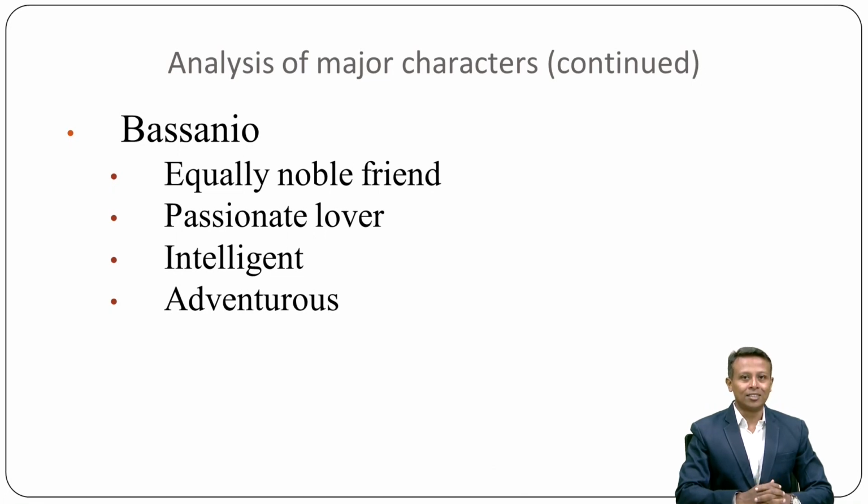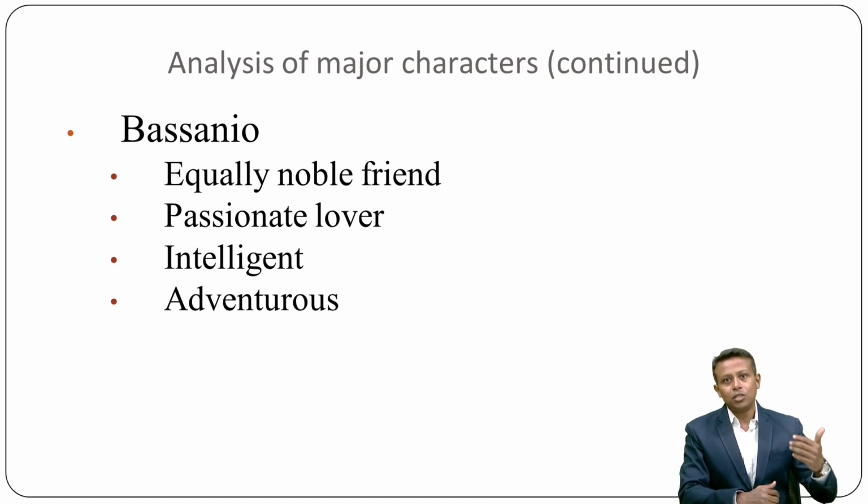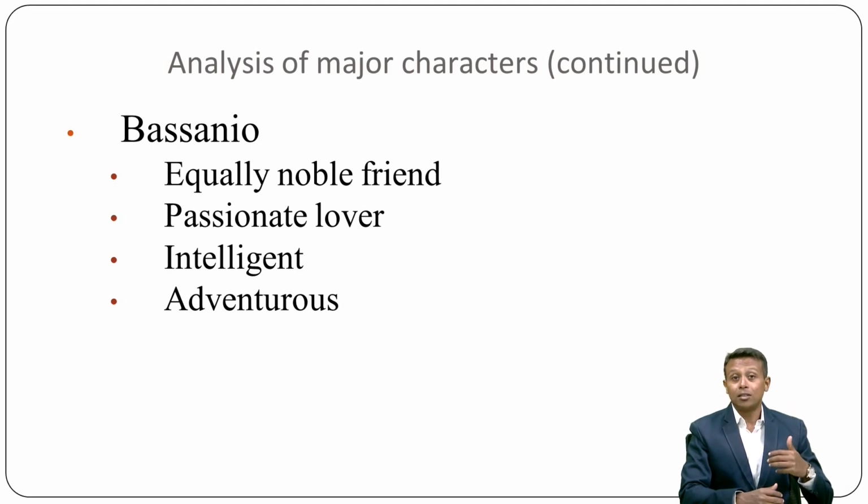He is willing to do anything to marry Portia, and he is genuinely in love. He's not someone who is after the beauty of Portia or after the wealth of Portia. His actions seem to suggest that he was a true lover, a passionate lover to Portia. He is intelligent, also because he has married an intelligent person. His intelligence and faithfulness are of course reflected in the play, and he's adventurous.